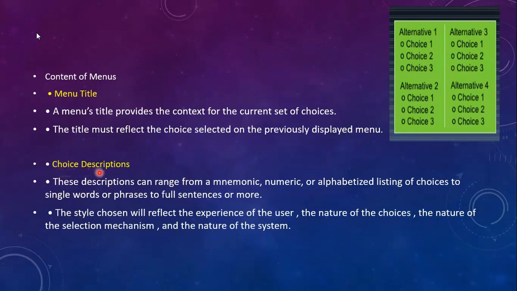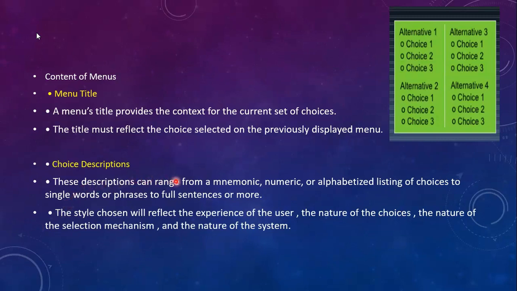And next we have choice descriptions. Let us see what choice descriptions are. Choice descriptions are the alternatives available to the user. So the menu will consist of choices: choice 1, choice 2, choice 3, like this. You have to give certain names to these choices, providing the alternatives for the users. A choice is one of the ways you give alternatives to the user.